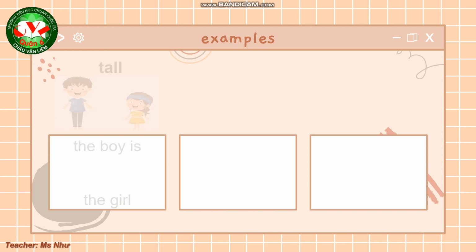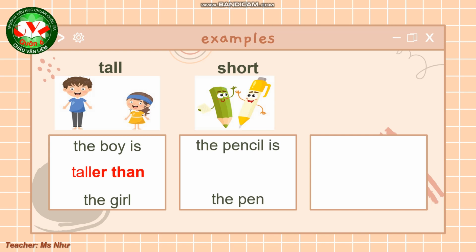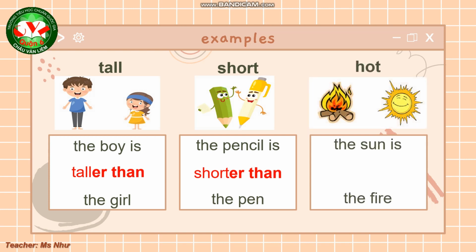First one, we have the word tall. So how can we say the boy is blah blah the girl? Yes, the boy is taller than the girl. Next, we have the word short. Good job. The pencil is shorter than the pen. And finally, we have the word hot. Yes, the sun is hotter than the fire.